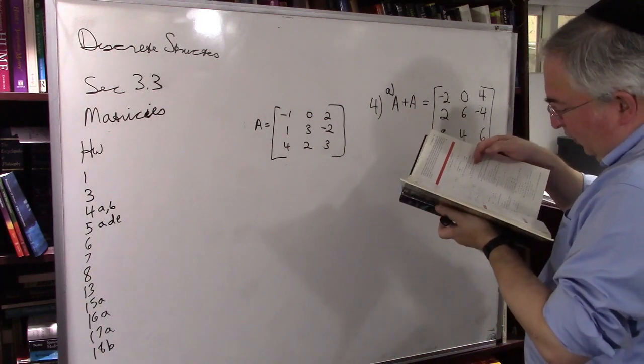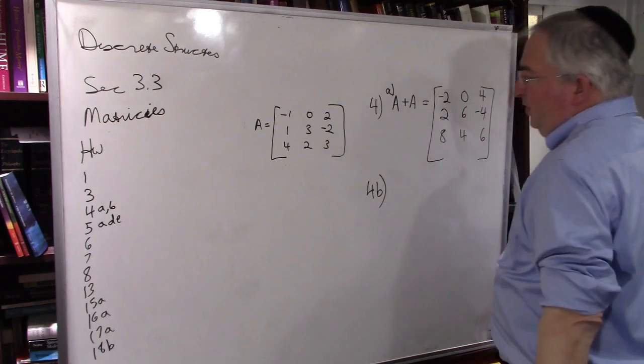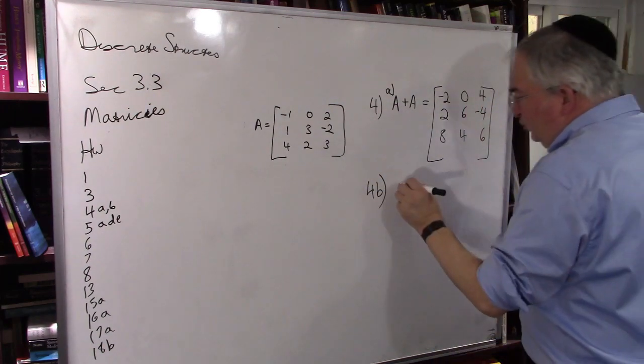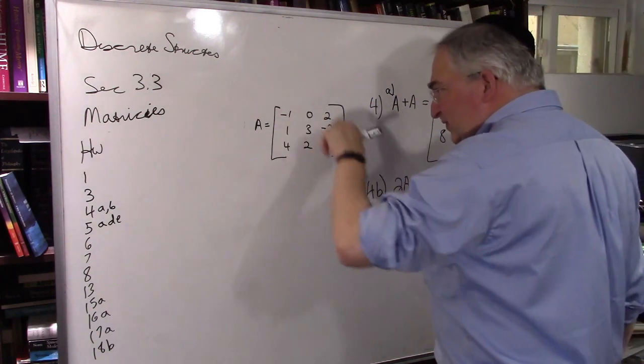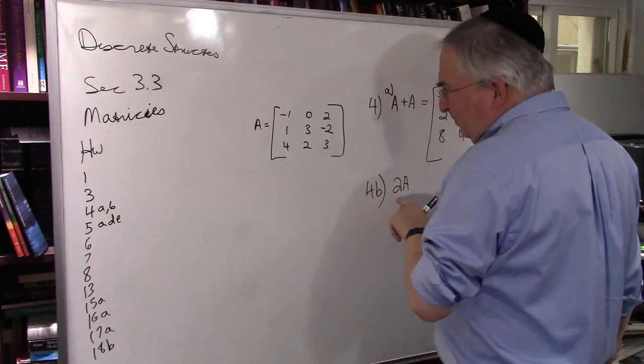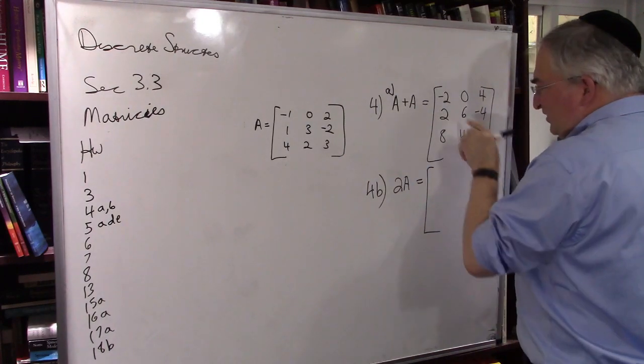What about 4b? Okay, so that is 2A. Well, what does that mean? It means take every element of A and multiply it by 2. Guess what it comes out to be? Okay, it's exactly the same thing here.